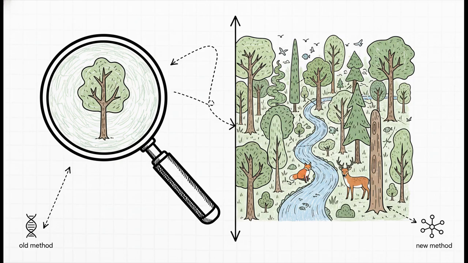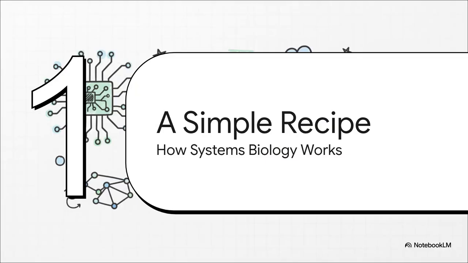We can see how all the trees, animals, and rivers interact. It's all about understanding the whole system together. I know this might be sounding a little complicated, but trust me, Beta, it's not. The whole process is as simple as making 2-minute Maggi. Let me show you the recipe.